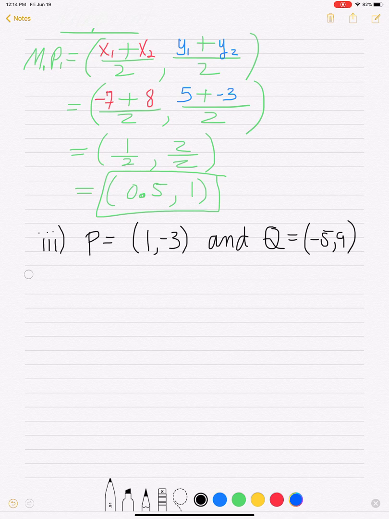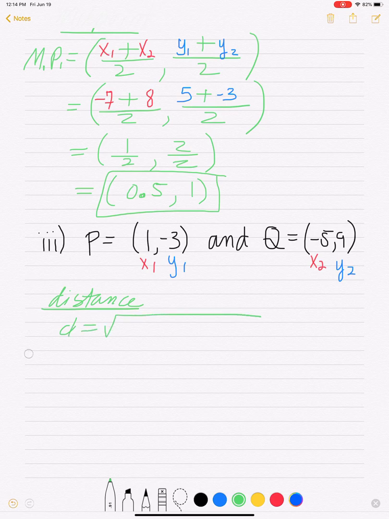All right, so I'm going to call x1, y1 my first point, in red and blue. And then x2, y2 is my second point, in red and blue. We're doing distance, it looks like. The distance formula is d equals the square root of blank minus blank squared plus blank minus blank squared. The square root goes all the way over. We're doing x2 minus x1 in red, and then in blue, y2 minus y1.